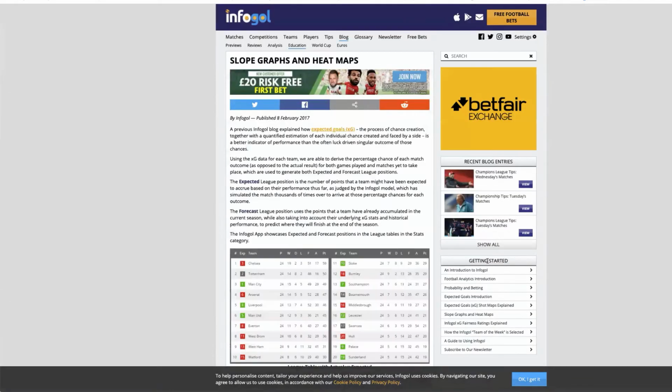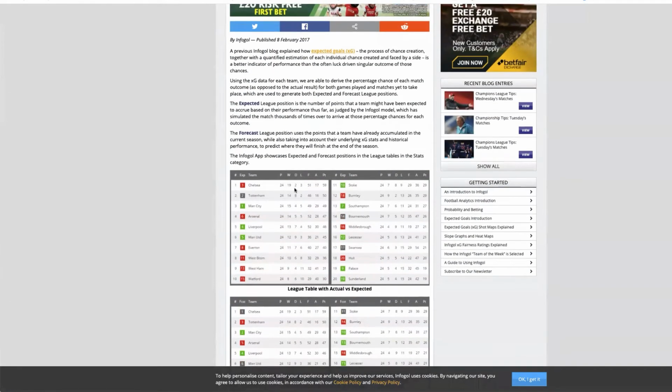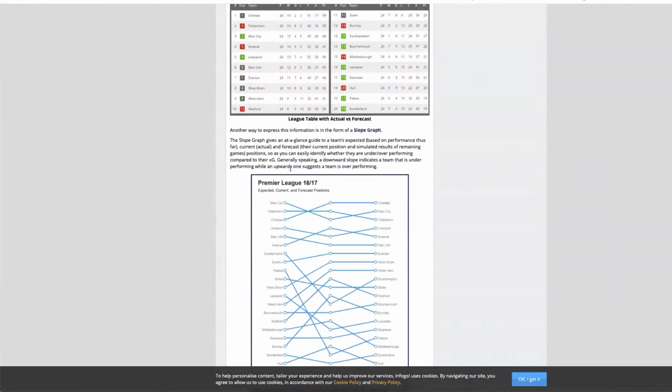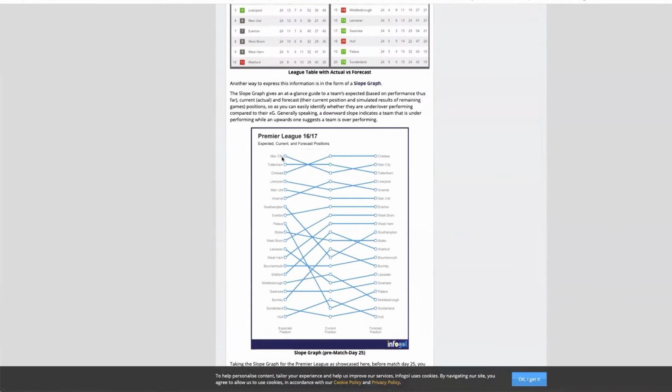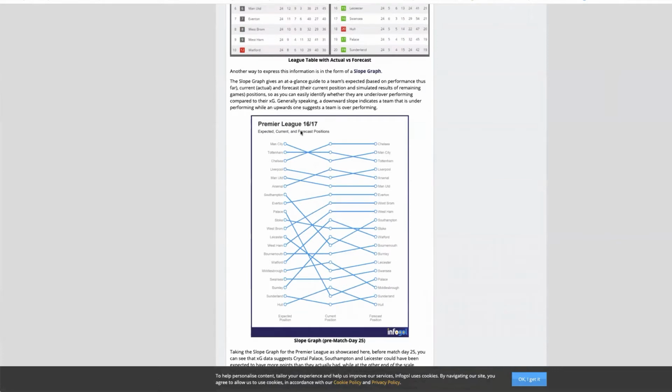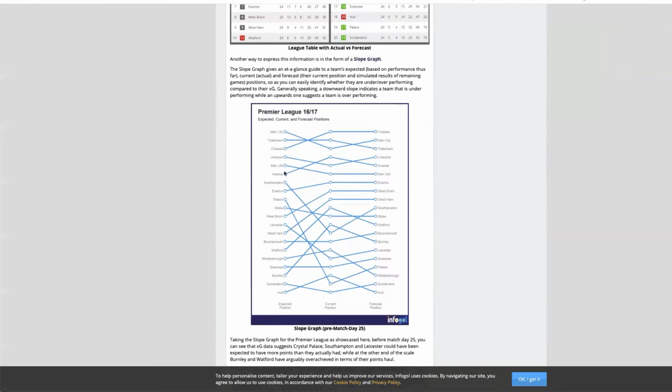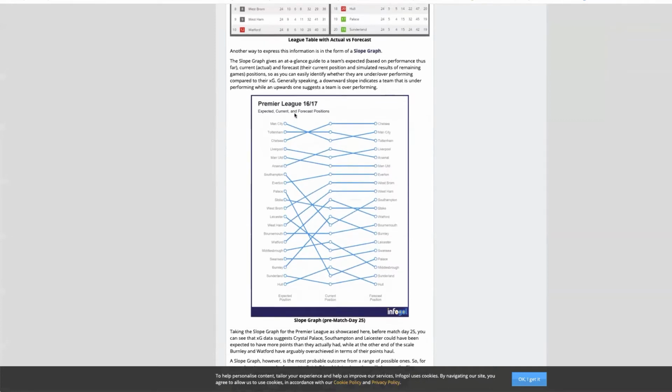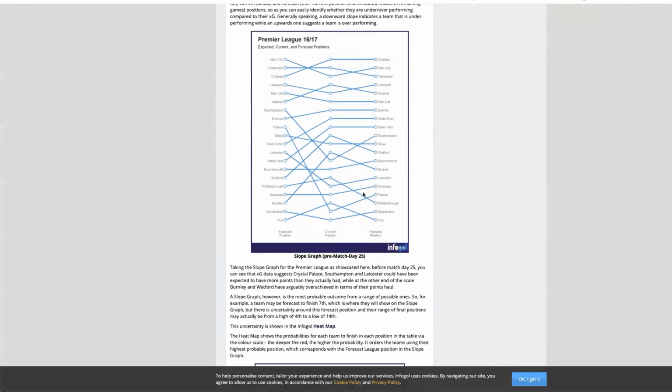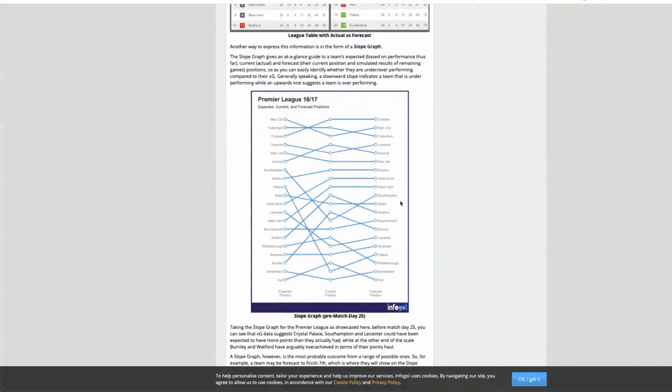Look, you've got slope graphs and heat maps here of all sorts of stuff. It looks a pretty cool site. Expected current and forecast positions, but that's going back a few years now. They're just showing you what it was. You'd think they'd be showing something a bit more current on the website. I haven't seen that, Scott.